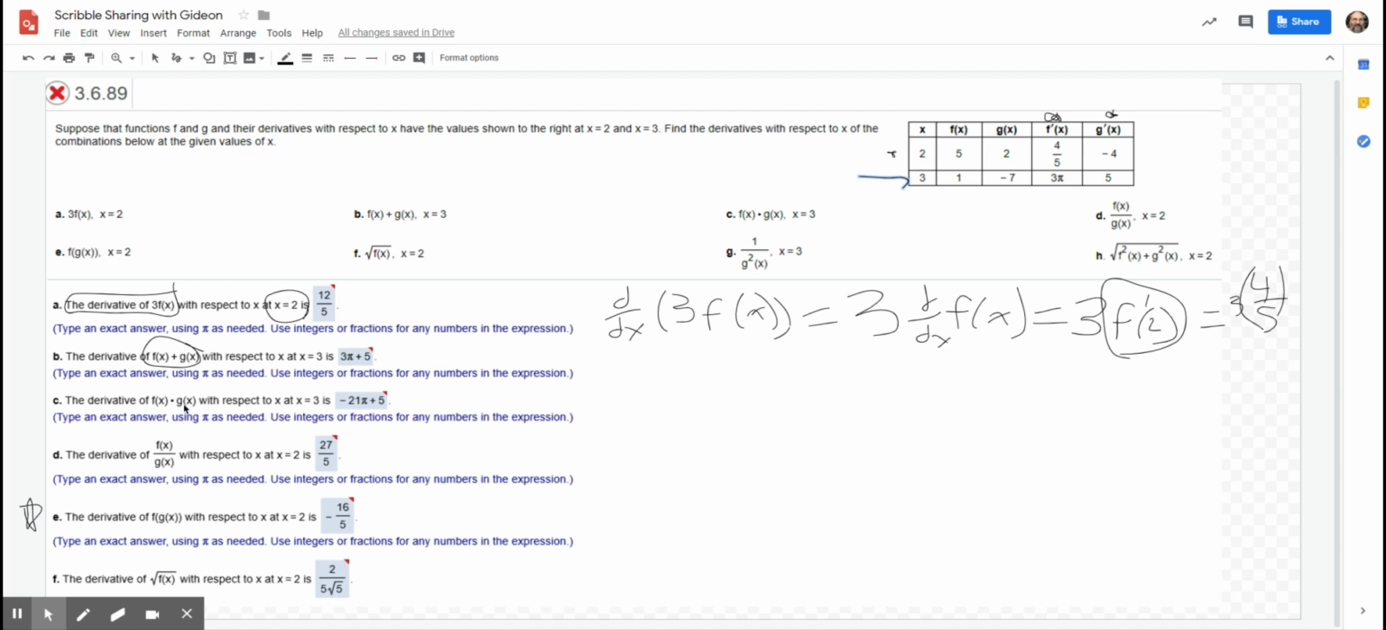D is even harder because it's the quotient rule. So that one's got some kind of difference on top with one derivative in each product and then some squared on the bottom. Crazy rule. But again, when you plug in the values, this time at 2, using the first row, all those fractions will boil down to 27 to negative 16 to 27/5.